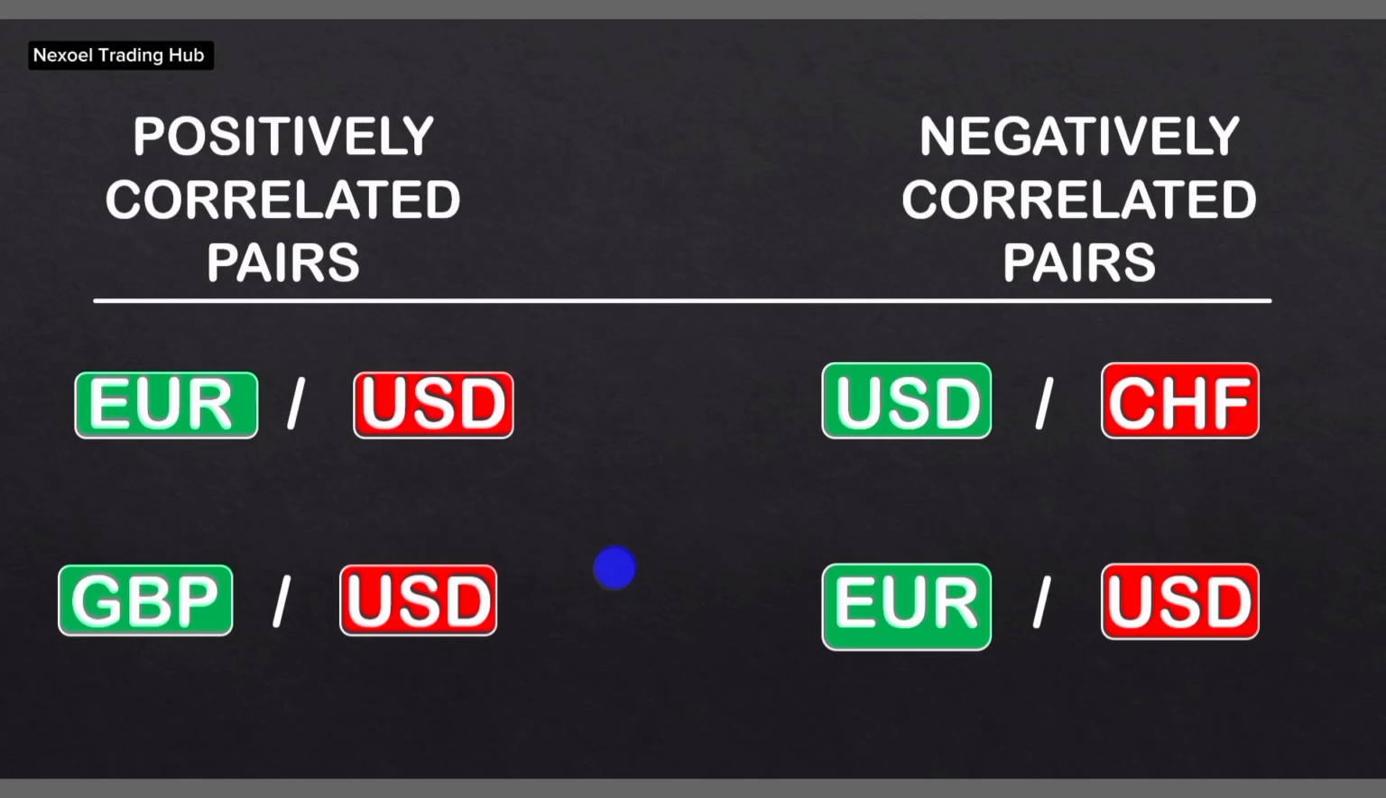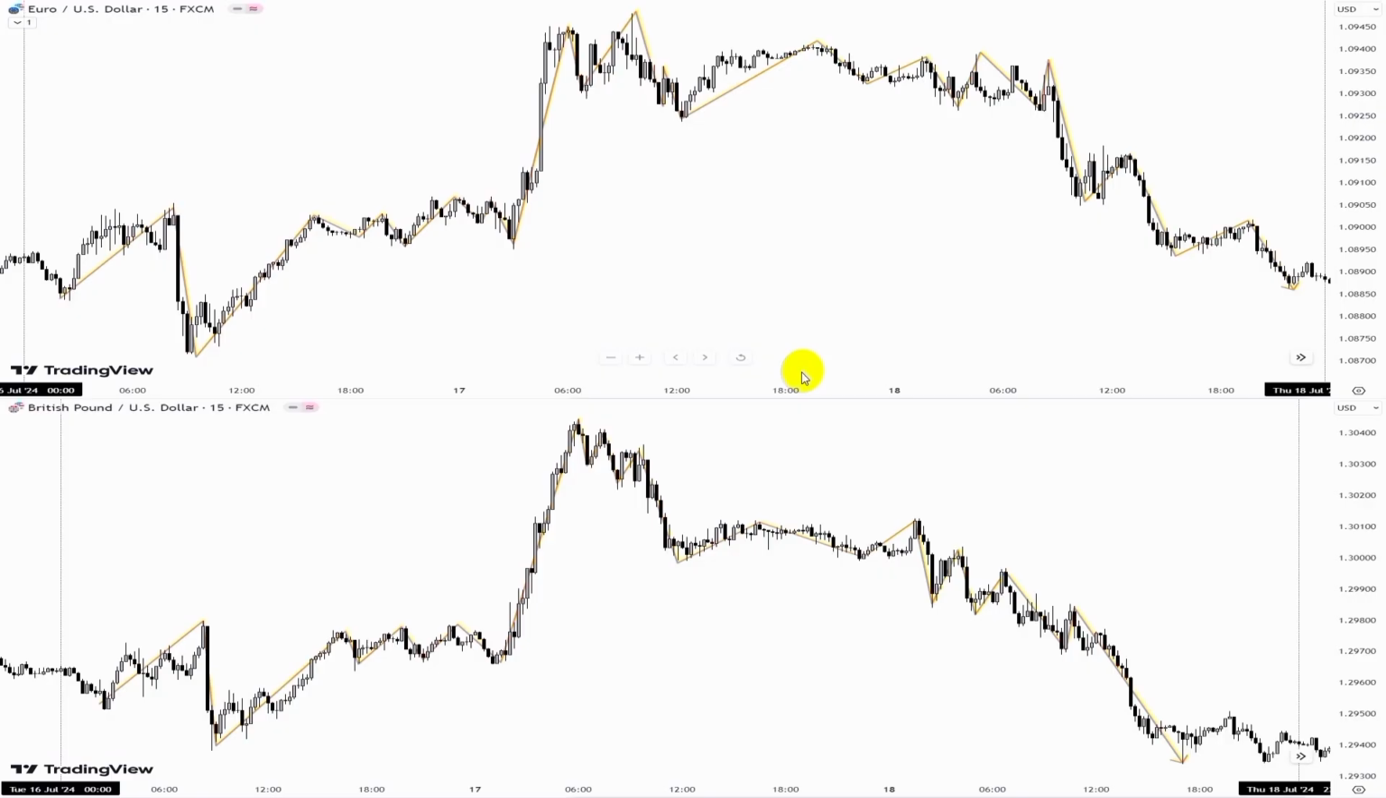The example we have on the screen for positively correlated pairs is the Euro USD and GBP USD, and for the negatively correlated pairs, we have USD CHF and the Euro USD. We're going to look at this with an example from the chart. So you can see here we have the chart for the positively correlated pairs, which is the Euro USD and then the GBP USD.